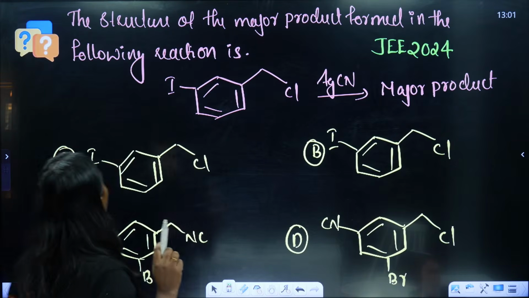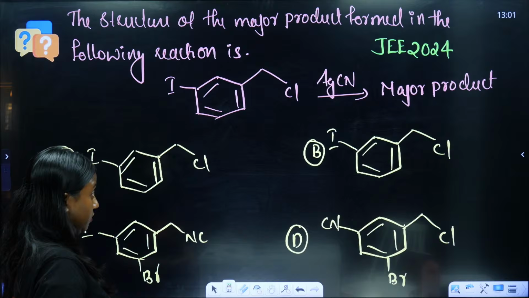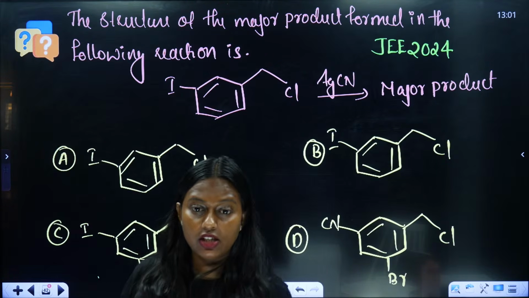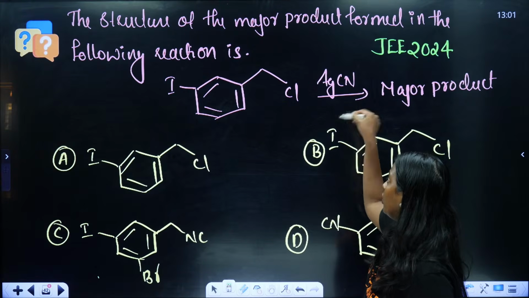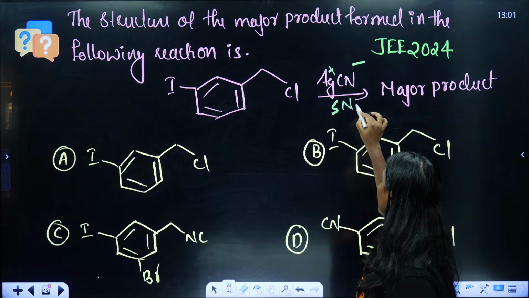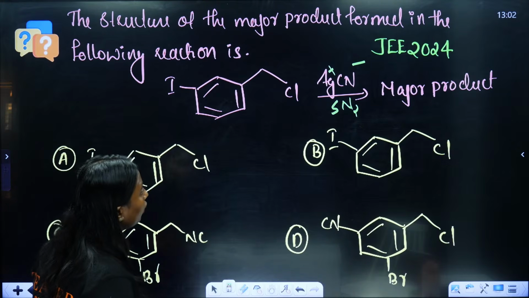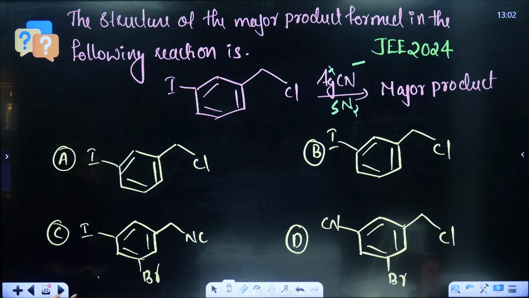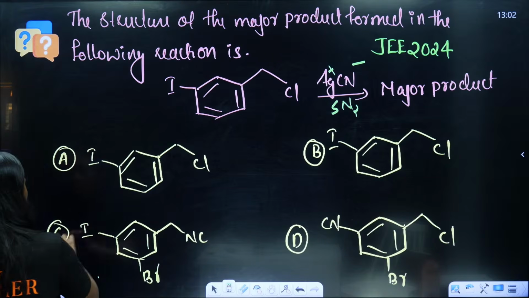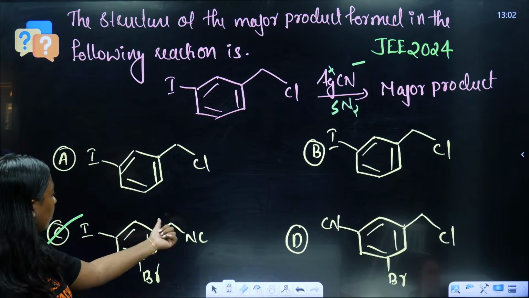Structure of the major product of the following reaction. AgCN is a strong nucleophile source, so Ag plus and CN minus will form. So we know that it is an SN2 reaction. You guys are saying it's C. Let me check. Yes, the major product is C only. Br is attacked and the nitrogen of CN bonds directly.